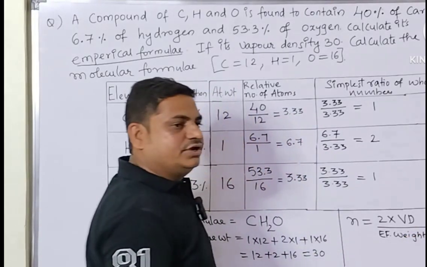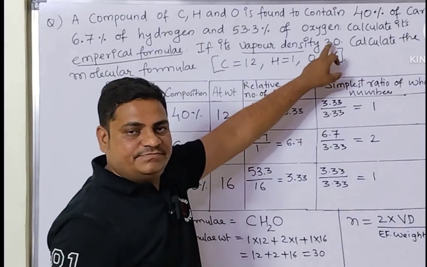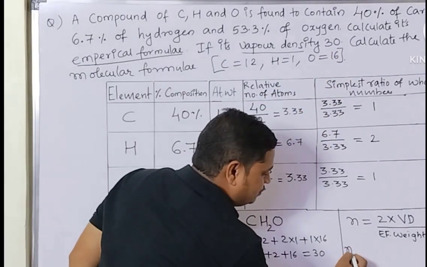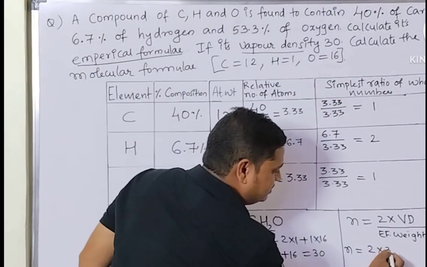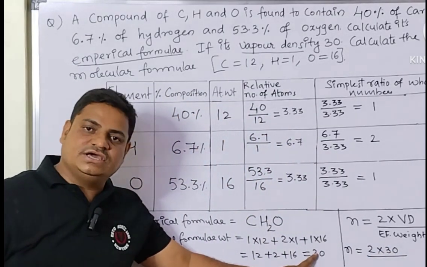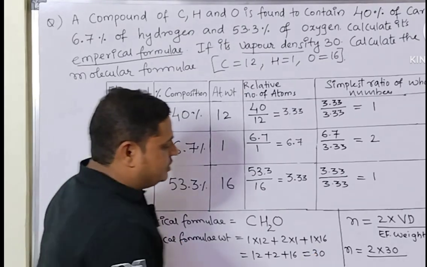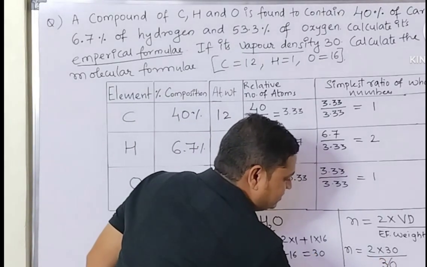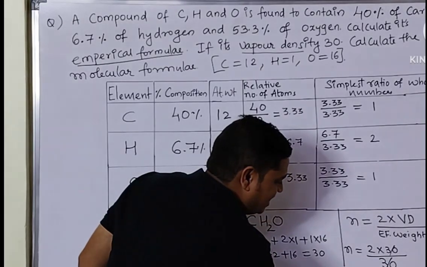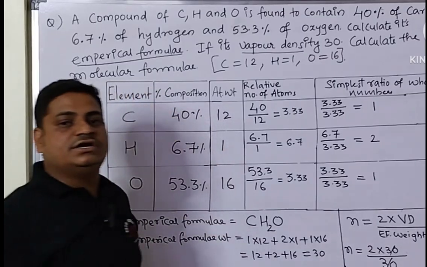What is the empirical formula weight? It is 30, right? So n is equal to 2 into 30 upon the empirical formula weight, and the empirical formula weight we also got as 30. So the 30s get cancelled, and our n value is 2. So we got the n value as 2 here.